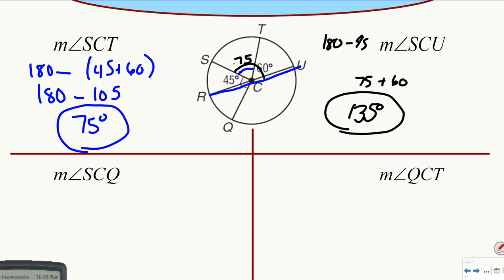SCQ. So SCQ is this angle here. And that one's already labeled for us. It's a right angle, so that's 90 degrees.